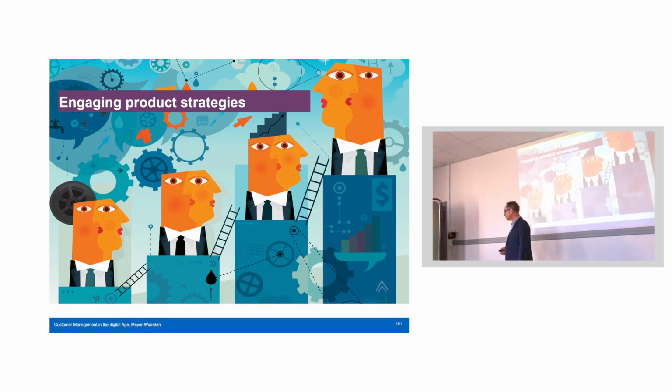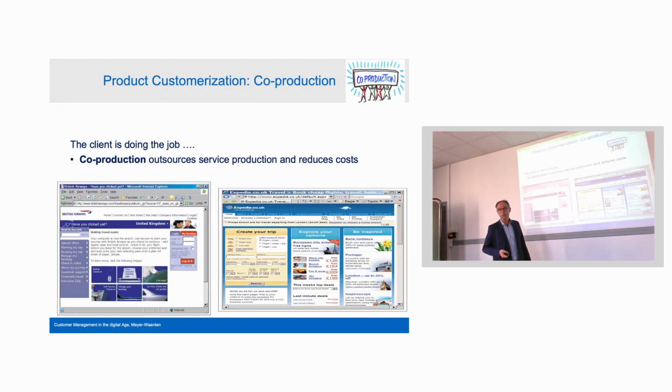So, engaging product strategies: the difference between co-production and co-creation. Co-production is when the customer engages in a service production process, so when the service production is outsourced to the customer. For example, see here, Booking, where you co-produce the service.